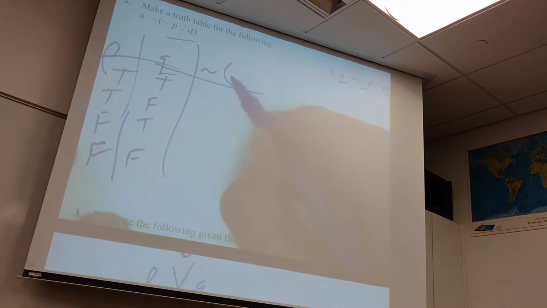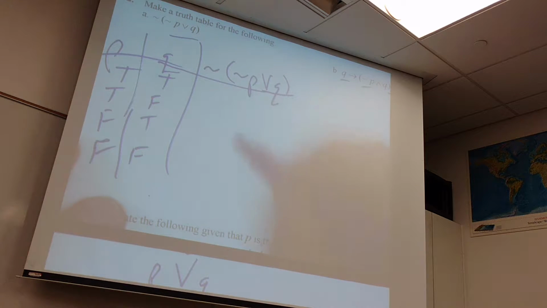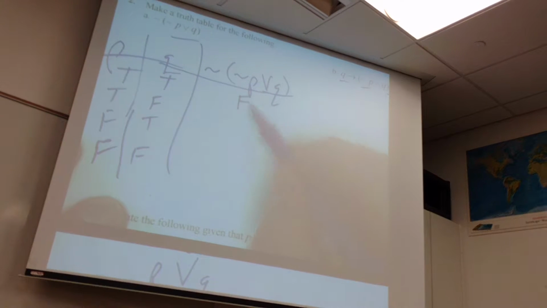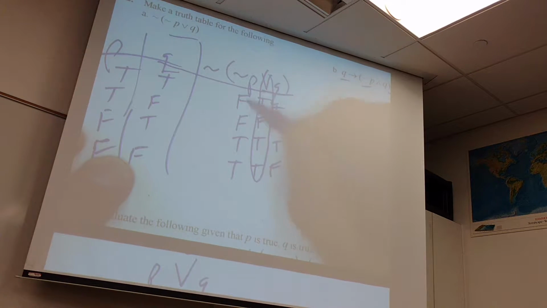So the way we did it in class was we put the whole thing down, and we just started to analyze this. What would not P be? False. Not P would be false, false, true, true. Now, what about when I do the or? Let me put Q down here too: true, false, true, false. So or is only false when they're both false. So I put an F there and everywhere else gets a T. So that's the answer to that.